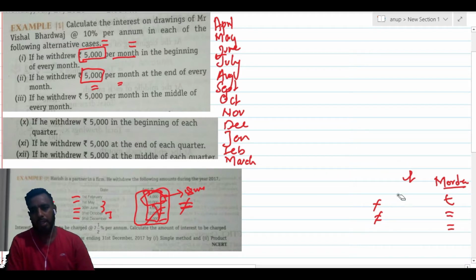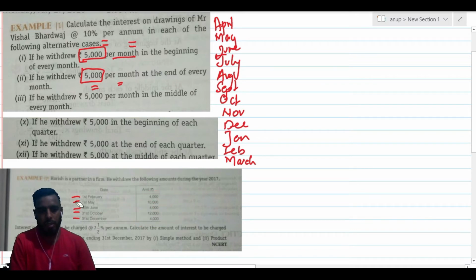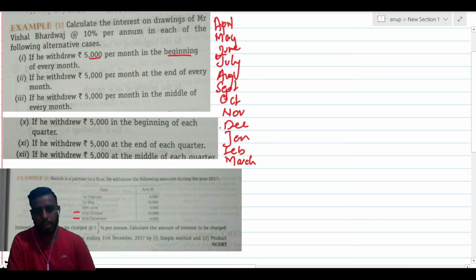Having said that, let us solve the question first. Let us start with the first question: if he withdraws 5,000 per month at the beginning of every month. For this I have made a month chart from April to March here, so that it becomes easy for us to understand. Also, in these questions we will be using the modern method.